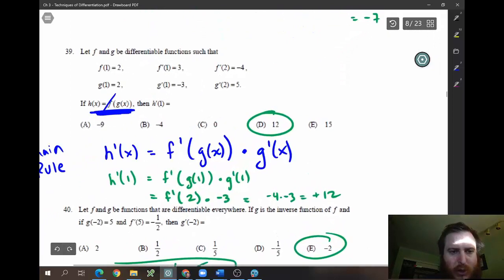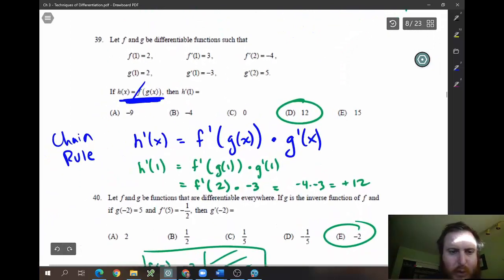Next, we have a chain rule question. This is kind of a table question. So we have h of x equals f of g of x. This is very common. So h prime of x will be f prime of x, the outside, we'll cross that out, of g of x, and then times the derivative of g of x, which will be g prime of x. Then we just plug in 1. G of 1 is 2, so this will be f prime of 2 times g prime of 1, which is negative 3. Then f prime of 2 is negative 4, so negative 4 times negative 3 is 12.